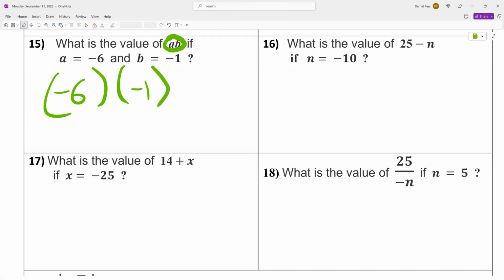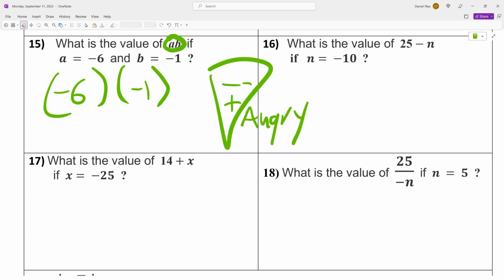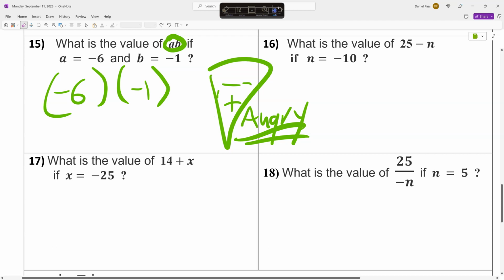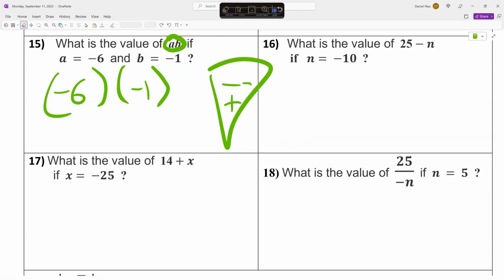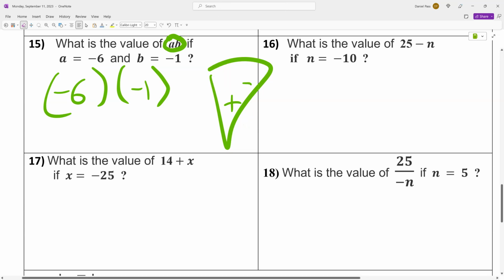So first, we use Dorito Man. Do we agree? Totally. That looks like a very angry Dorito Man. And then we cross off the negatives, and we're left with a positive, and then we multiply 6 times 1, which would give us positive 6.